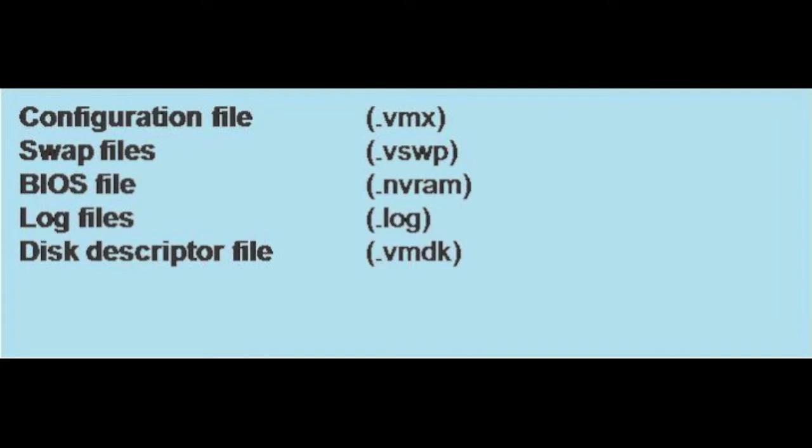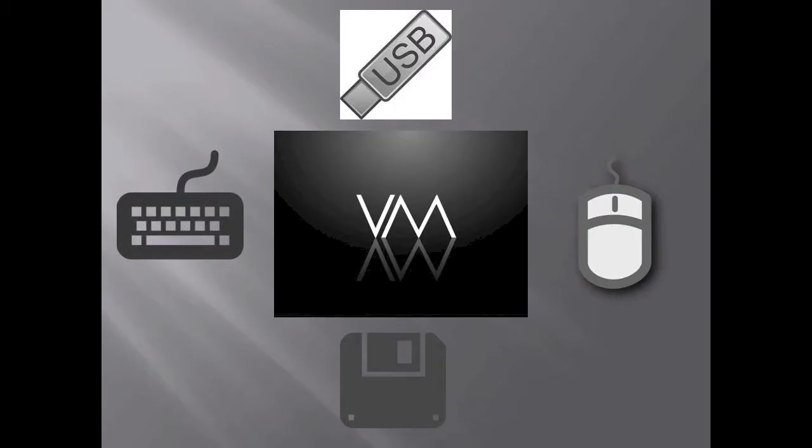Just remember there are 5 main files in the virtual machine. First is the configuration file. Second, swap file. Third, the BIOS file, followed by the log file. And lastly, the virtual disk file.